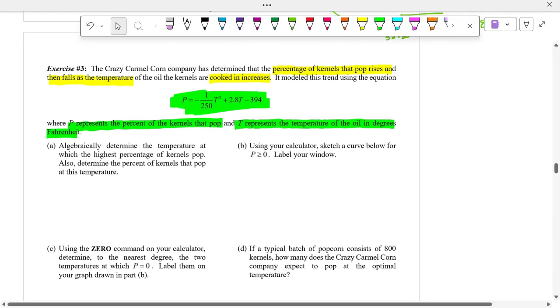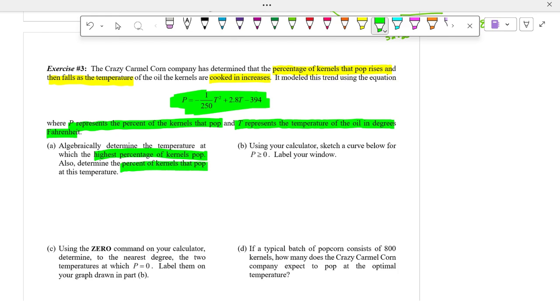So algebraically, we're going to determine the temperature at which the highest percentage of kernels pop, and we're going to determine that percentage of kernels that pop at this temperature. If I'm talking about the highest percentage, that's the same thing as its max. So in reality, what am I looking for? The vertex. If I do this algebraically, what's the formula? Negative b over 2a.